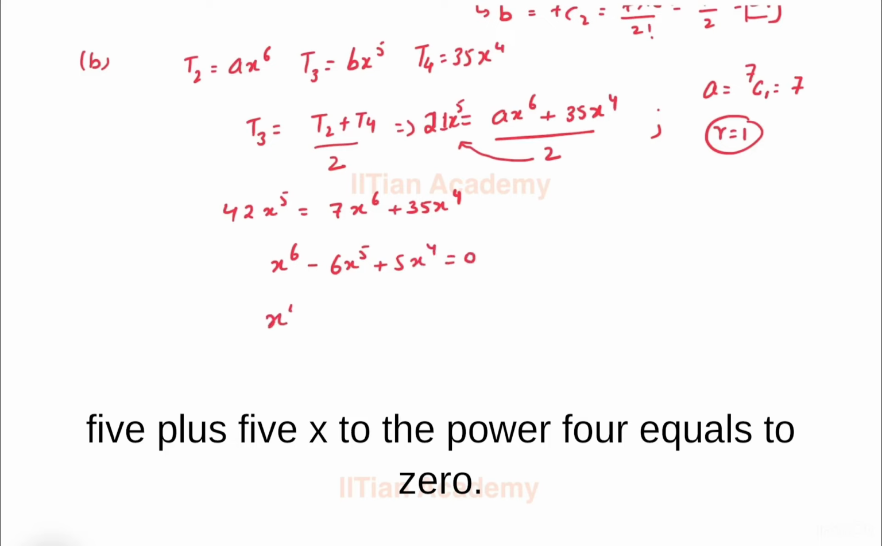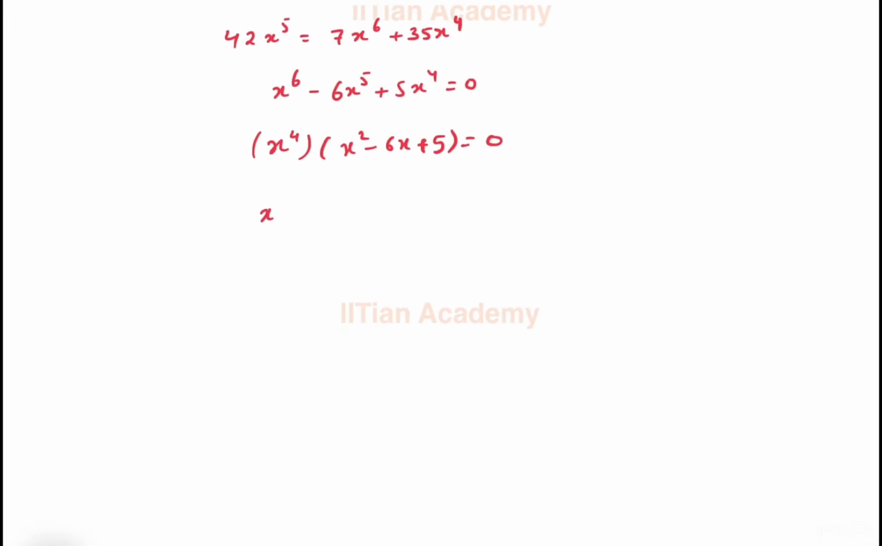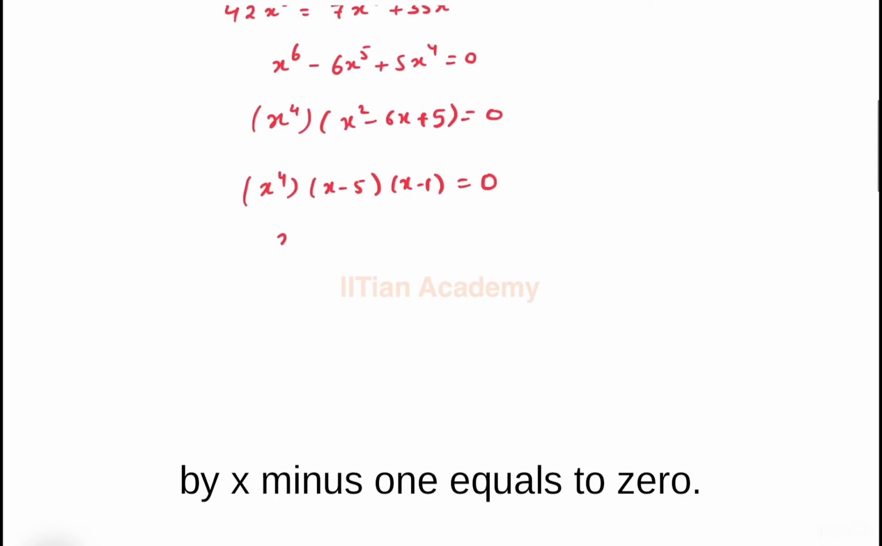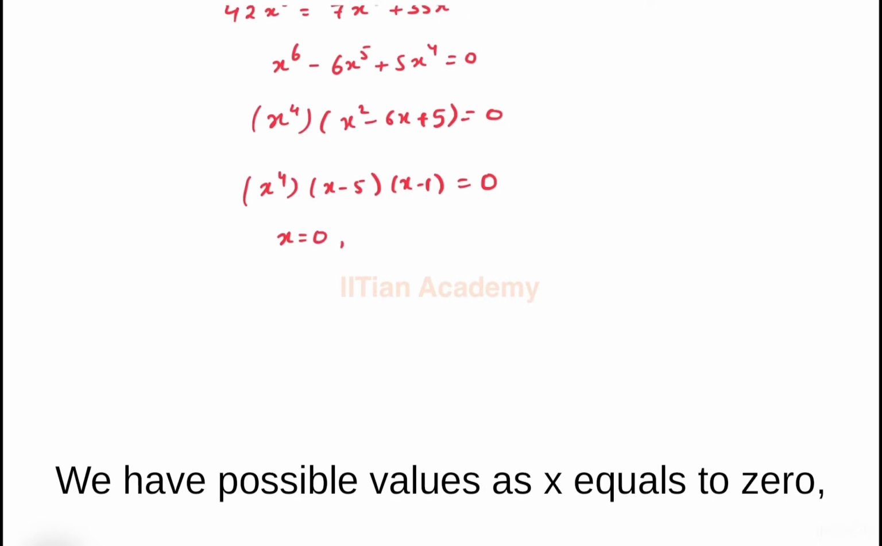Taking x to the power 4 common, we get x square minus 6x plus 5 equals to 0. So we have x to the power 4 into (x minus 5) multiplied by (x minus 1) equals to 0. So what are the possible values? We have possible values as x equals to 0, x equals to 1 and x equals to 5. So these are our possible solutions.